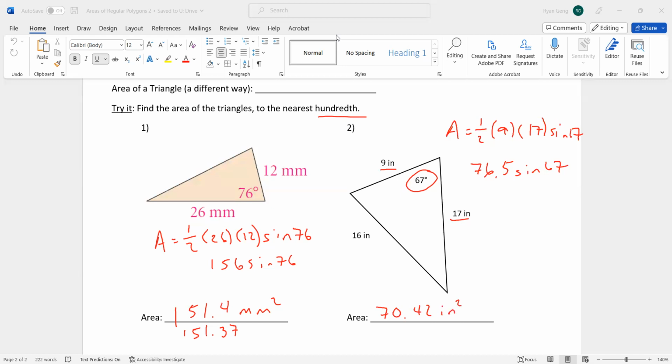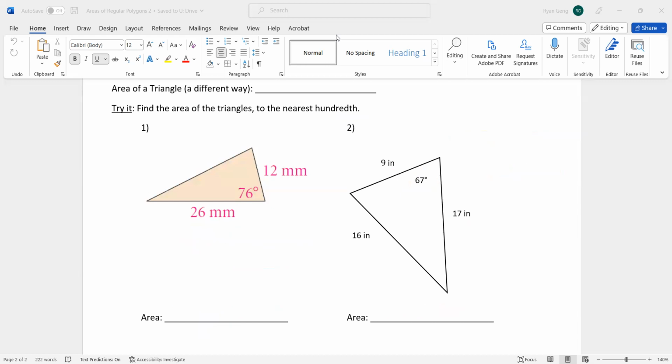Right. So that's it. That's all the area formulas we're going to use for this unit. And that's it for the unit.